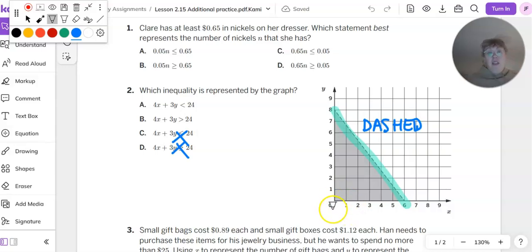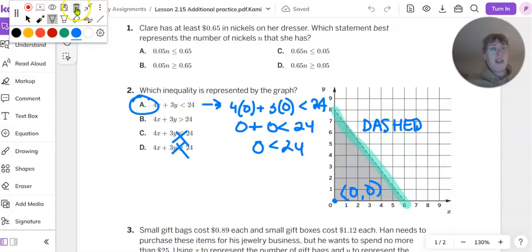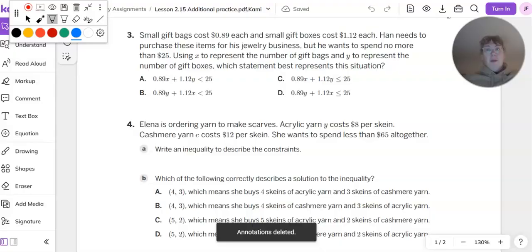Now, the next thing that we can do is just test a point and figure out, is it shaded below or above? Well, you know I love to test 0,0, so let's test it in the first one. 4 times 0 plus 3 times 0 less than 24. This becomes 0 plus 0, which of course gets us 0 less than 24, and that is a true statement, so that's going to be our inequality for this graph. All right, I'm going to clear this out, and we'll go down to number 3.